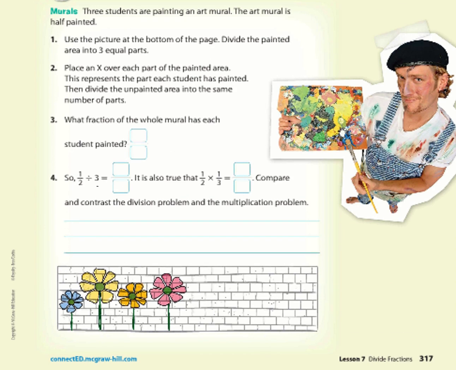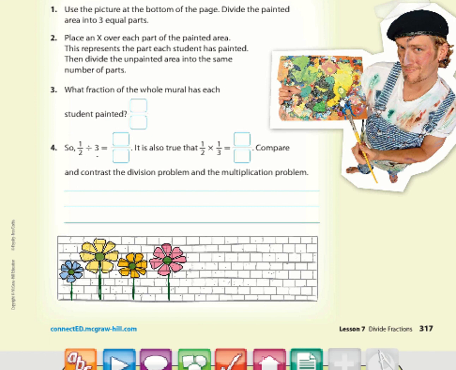But the first thing it says, number 1, was divide the painted area, so the painted area into 3 equal parts. So 1, 2, 3. So the painted area is now divided into 3 equal parts. That's just the painted area. Place an X over each part of the painted area. So I'm going to put an X here. I'm going to put an X here. I'm going to put an X here. This represents the part each student has painted.